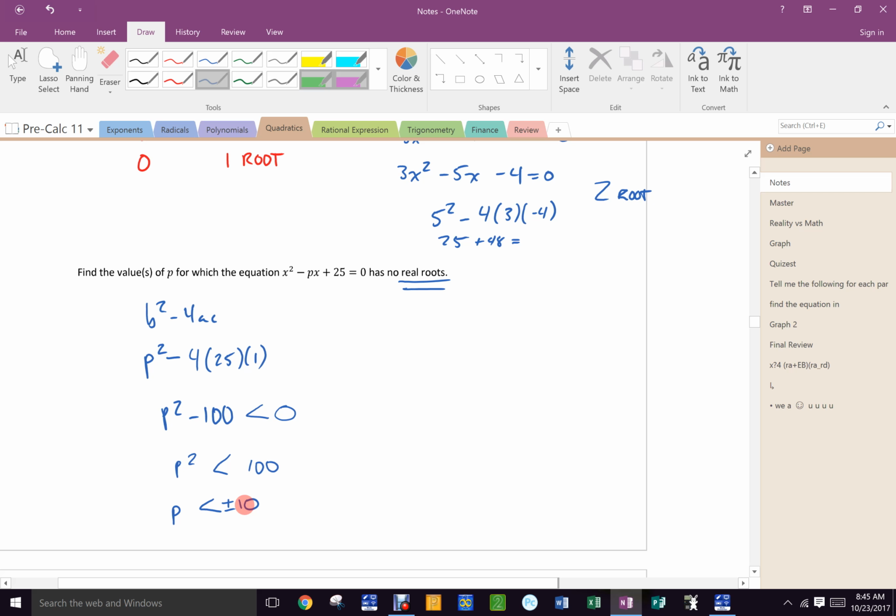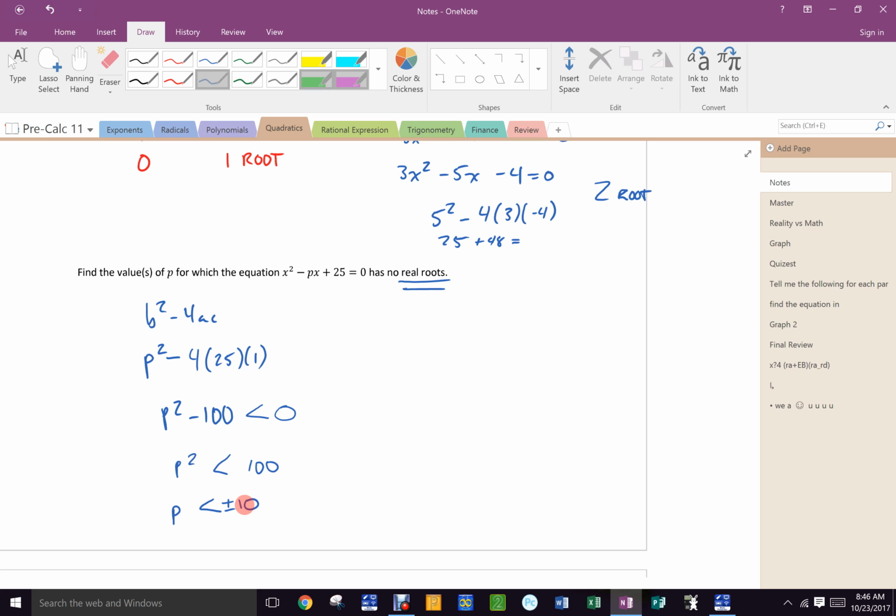Everyone agrees? Okay. So, what does that mean? P is greater than negative 10, and P is less than positive 10. So, Max said to try 9. And 9 will work because that's less than 10, yes? Will 8 work? Is 8 less than 10? Will 0 work? Is 0 less than 10? Will negative 1 work? Is negative 1 less than 10? Okay, we can go down all the way.